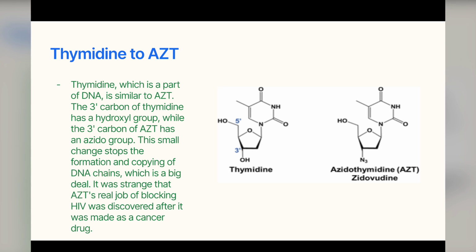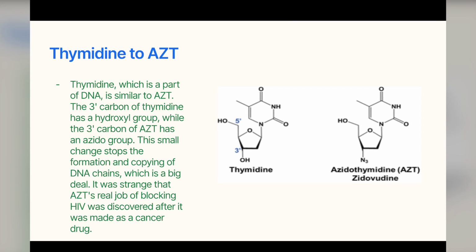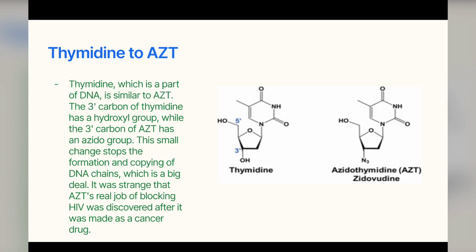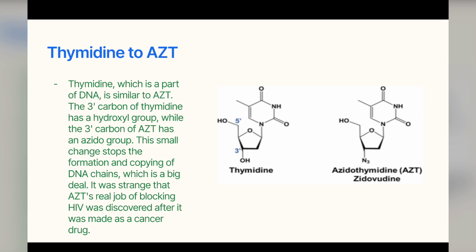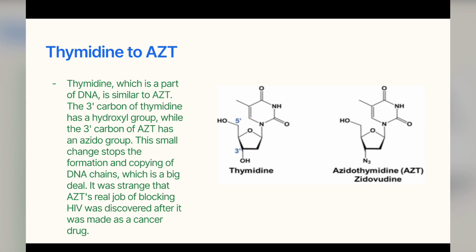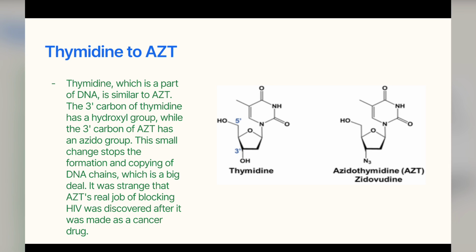Moving right on, we're going into my slide titled Thymidine to AZT. This is the connection between AZT and DNA. With one minor but significant exception, AZT nearly exactly replicates thymidine, which is a normal DNA component. The 3' carbon in thymidine has a hydroxyl group. In AZT, an azido group takes its place. Additional DNA chain extension is prevented by that one substitution. Therefore, AZT functions as a dead end when it is incorporated into viral DNA. This stops replication right away.